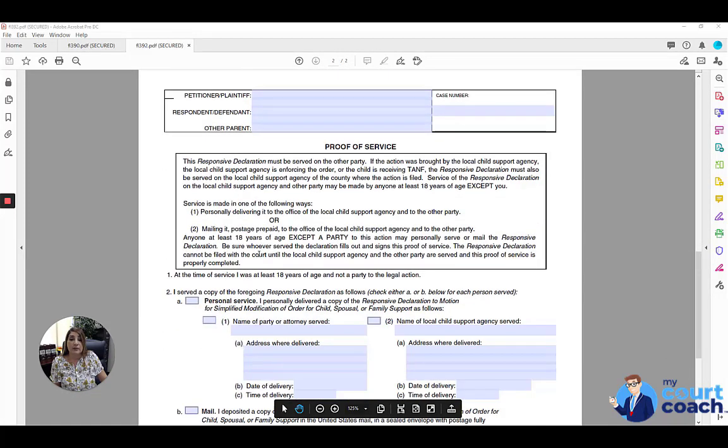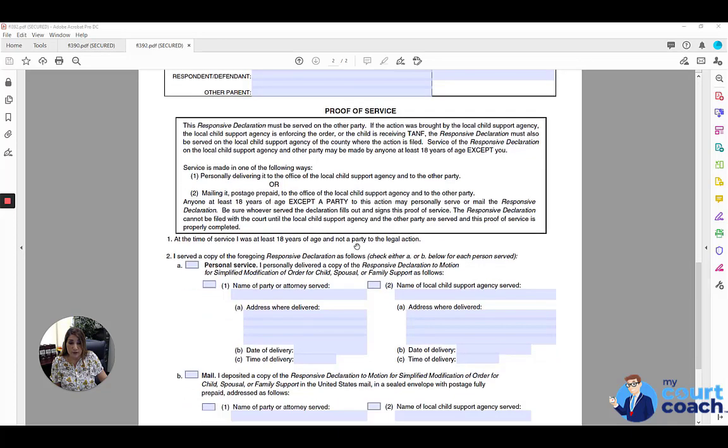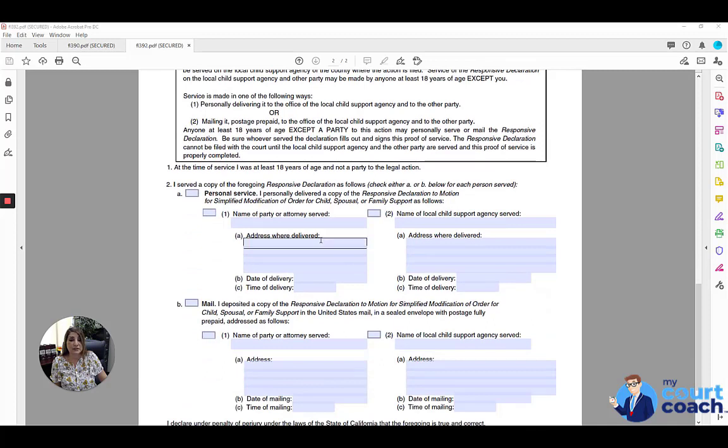You want to have the person that is serving for you, they need to be age 18, a United States citizen, and they may not be a party to the case. They will fill out page 2 of this form for you, and they will indicate whether they are doing service by personal service, which is 2A, or service by mail, which is 2B.